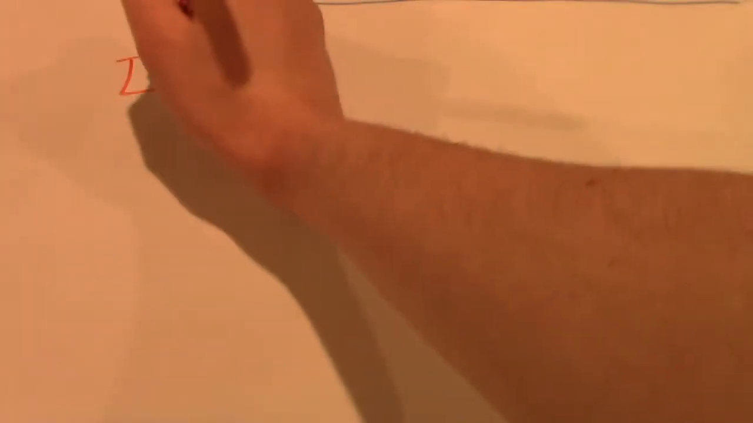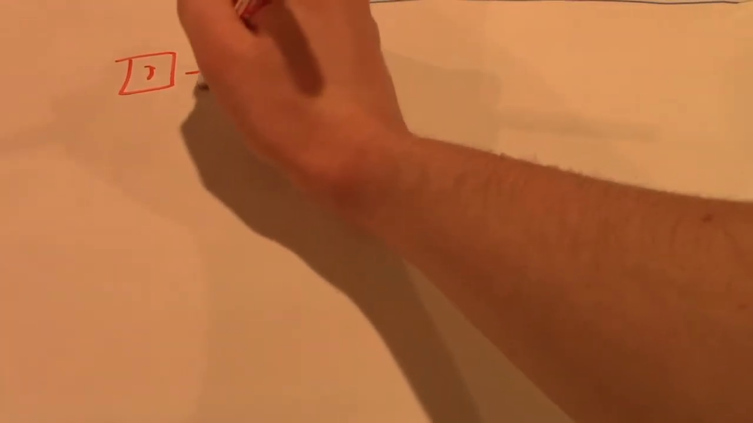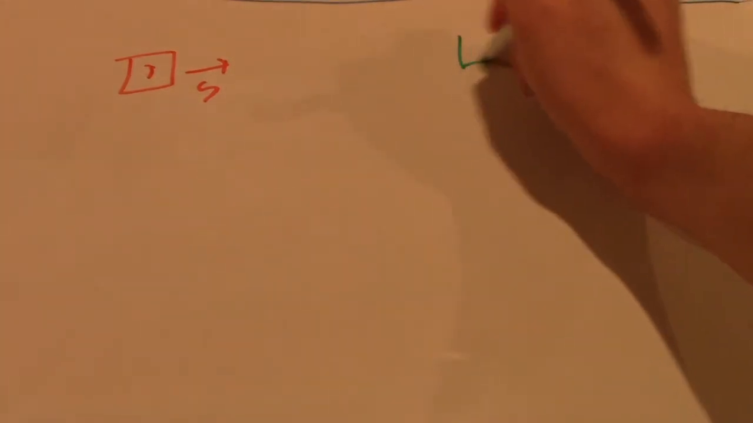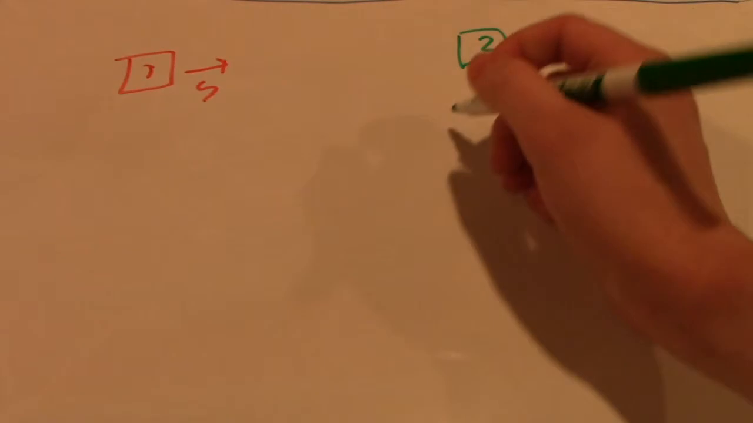Now, an important thing about momentum is that momentum, like many things in physics, is conserved. So that means that if we have two objects that collide, the momentum of those objects is the same before they collide as it is after. So, to look at this, let's say we have a box over here of mass 3 kilograms that is moving at 5 meters per second. And we have another box over here of mass 2 kilograms that is not moving.